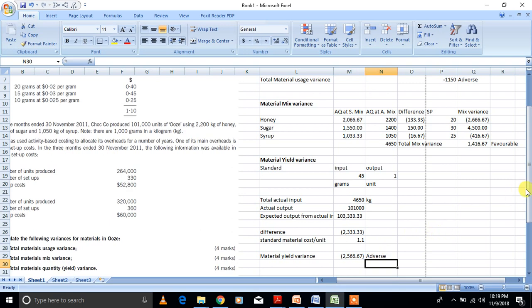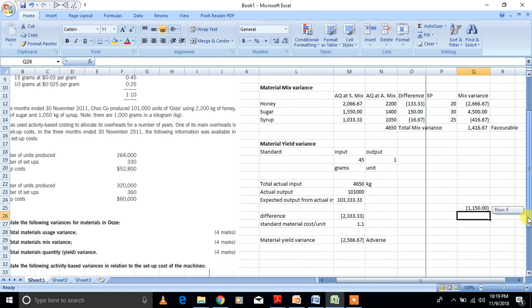You can do a double check. The total of mix variance and yield variance has to be equal to the total usage variance. Let me do a double check. This is the mix variance, this is the yield variance. Adding together, you should get 1,150 minus, correct, that is the usage variance we got. So it tallies. 4 marks, 4 marks, 4 marks, 12 marks have been confirmed with this much of work.